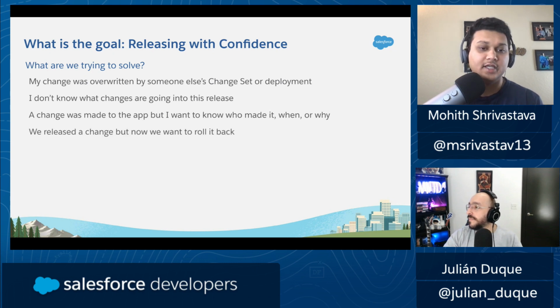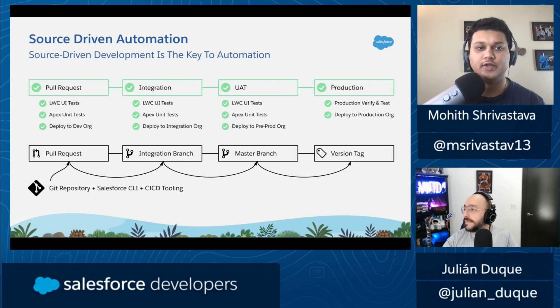So we released a change, but now we want to roll it back. One of the other benefits of continuous integration and continuous delivery is you can roll back your changes, because you know what you deployed. So you can roll back that commit. And we're going to talk a bit about Git and all those things as we move along.